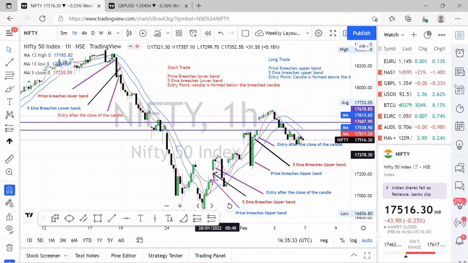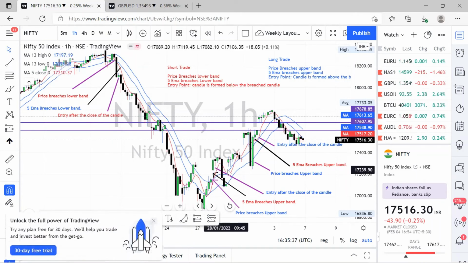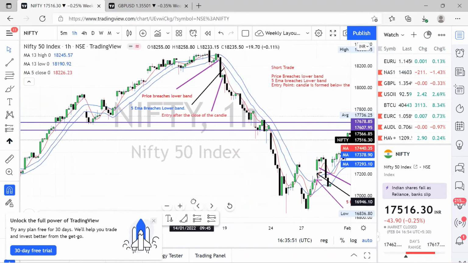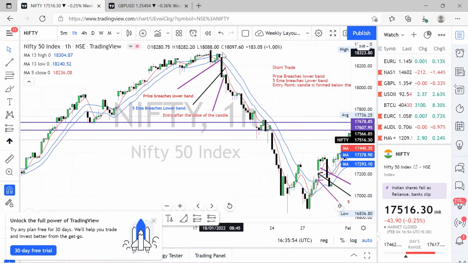So now you can see you've got a little bit of a trade there, because afterwards it didn't go to the other side. So now let's try it again. Price breaches the upper band, EMA 5 breaches the upper band, and then you got a continuation. Okay, so now let's look at it the other way. Price breaches the lower band, EMA 5 breaches the lower band, and then you got a confirmation after this.